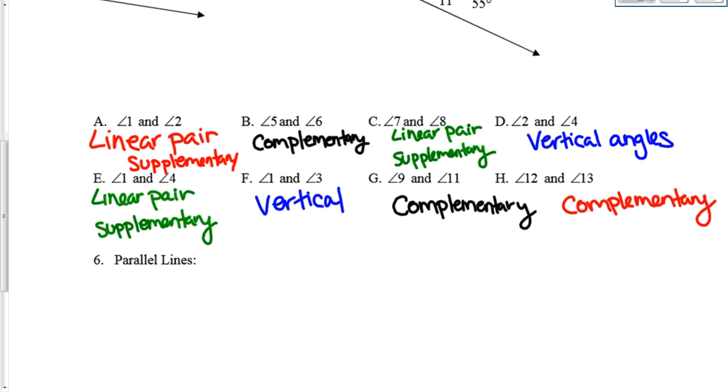Okay, welcome back. Please check out the answers, compare them with your own. If you have a question, go back to your vocabulary sheet, see if you can see why the answer is what it is. If not, please circle and bring your questions to class. All right, let's move on.